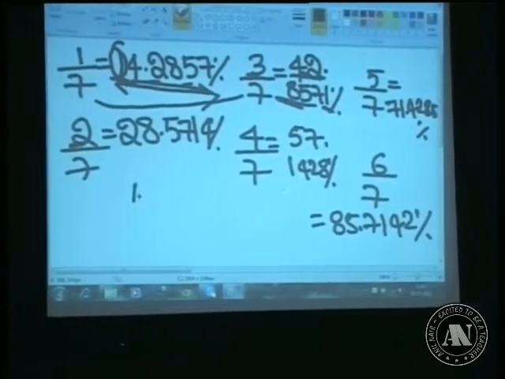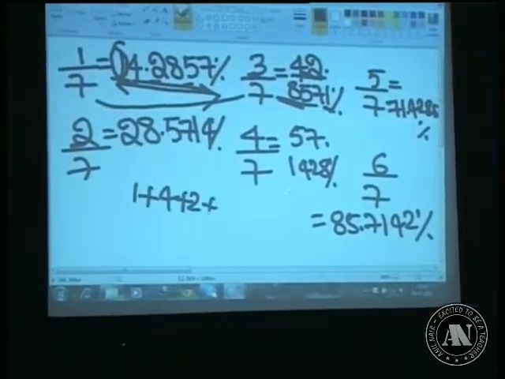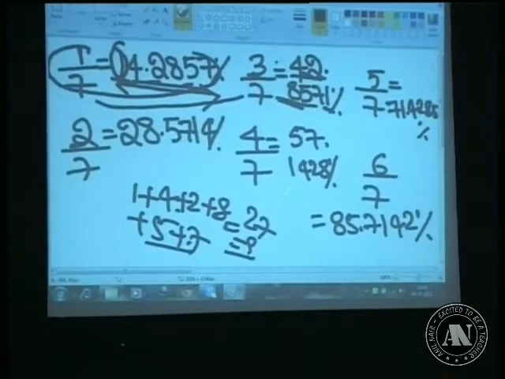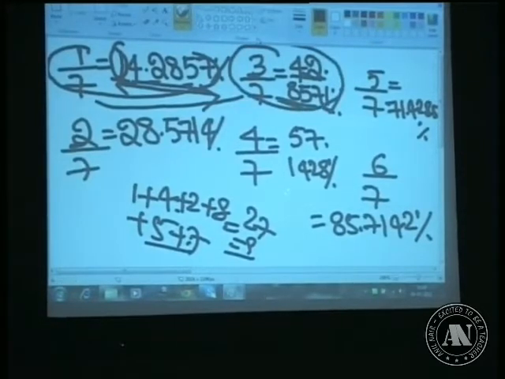What is the digital sum? 1 plus 4 plus 2 plus 8 plus 5 plus 7. 12 plus 8, 20, 22, 26, 27. What is 2 plus 7? 9. Understood? This is nothing but our question. This number is multiplied by 3. I got this number, right? Please write down.